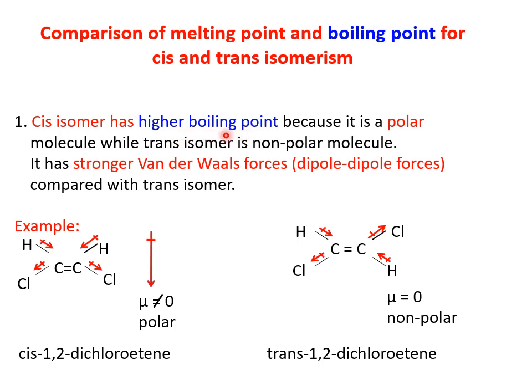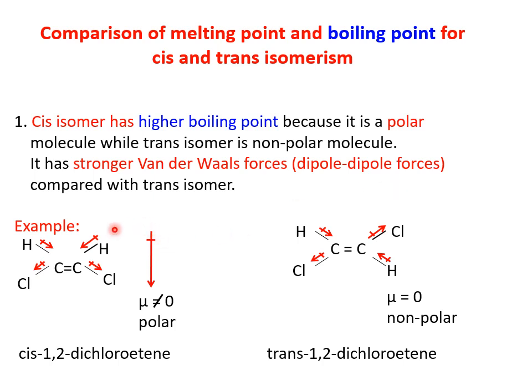What is boiling point? It's from liquid change to gas. Cis isomer has higher boiling point because it is a polar molecule, while trans isomer is a non-polar molecule. If you still remember, cis isomer is polar, meaning that it has stronger van der Waals forces, which is dipole-dipole forces, compared to non-polar, which is London dispersion forces. Okay, dipole-dipole forces are stronger than London dispersion forces.